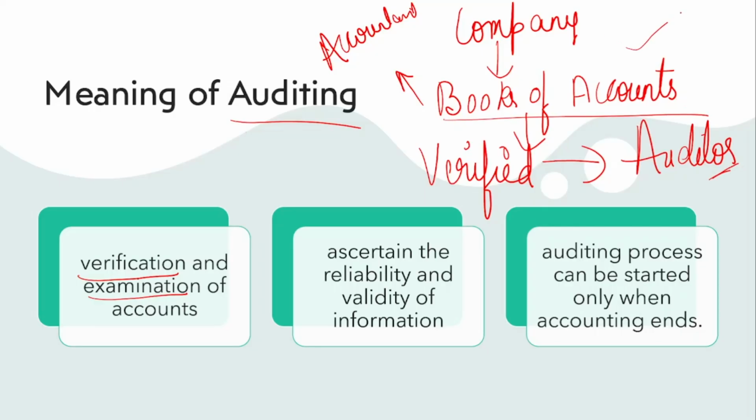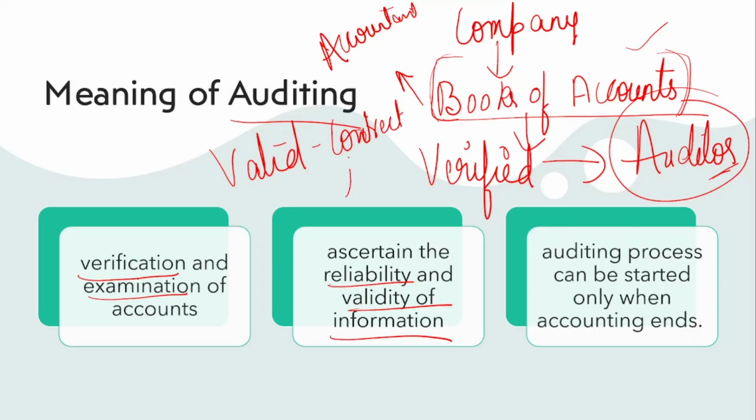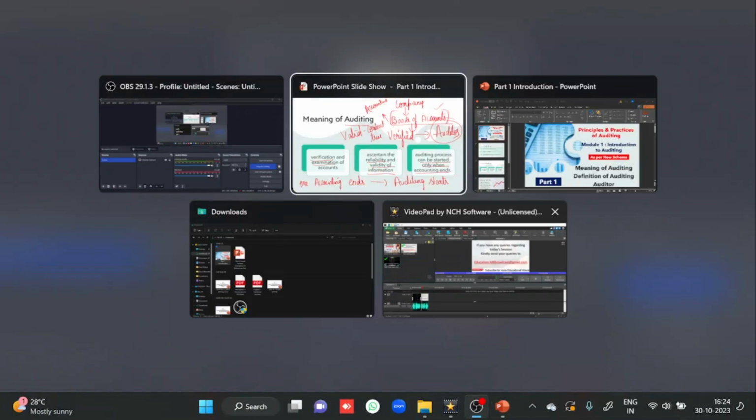Whatever books of accounts the company has maintained, the auditor will come and verify whether it is correct or not, and ascertain the reliability. He will check whether the books of accounts they have maintained can be relied upon, meaning whether anybody can believe them or take decisions based on the accounts. And the validity of information, whether the information is valid, correct and true, the auditor verifies that. The auditing process can be started only when the accounting ends. It is very simple: once the process of accounting ends, the auditing work starts.